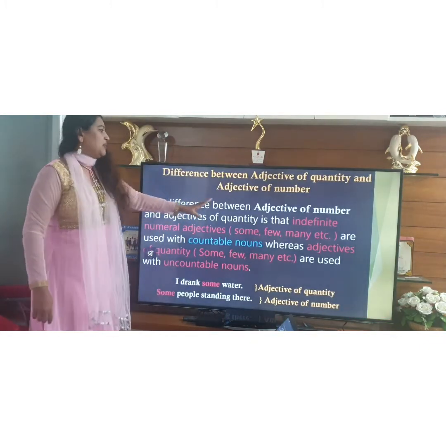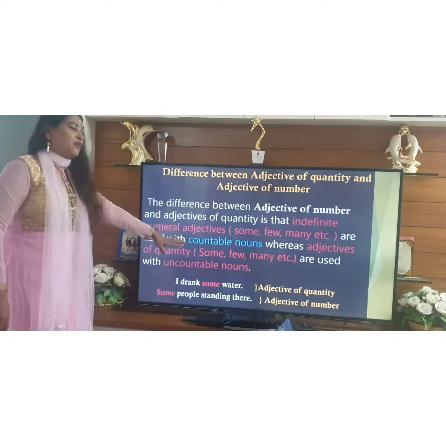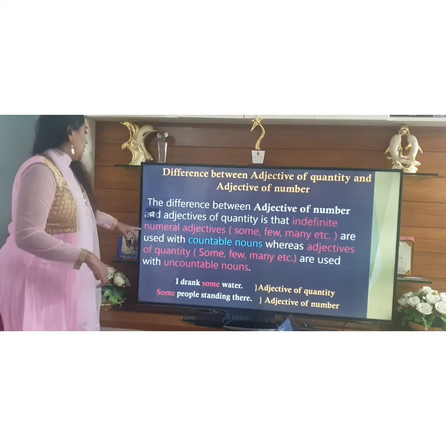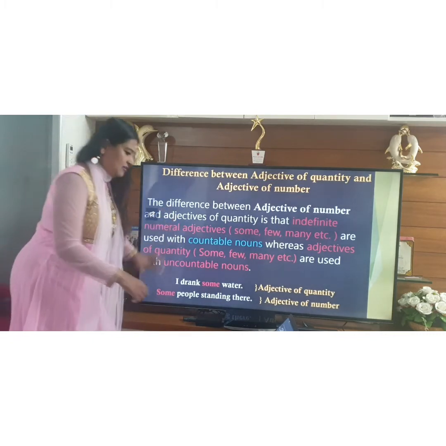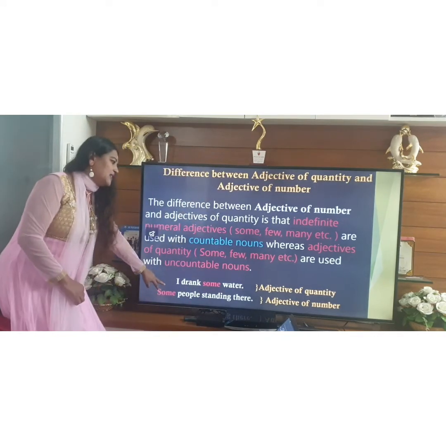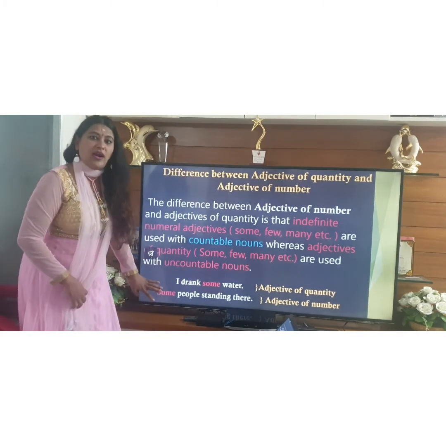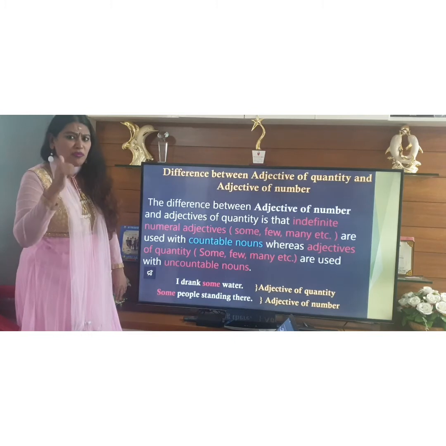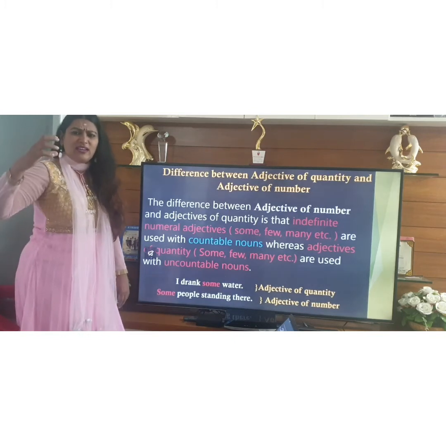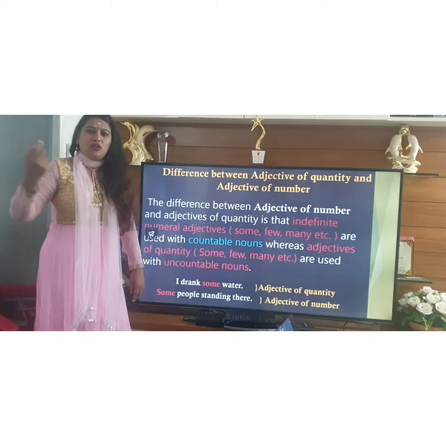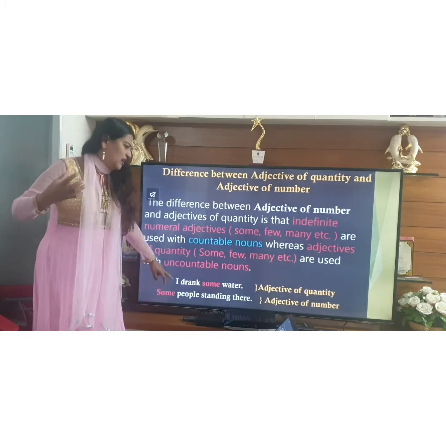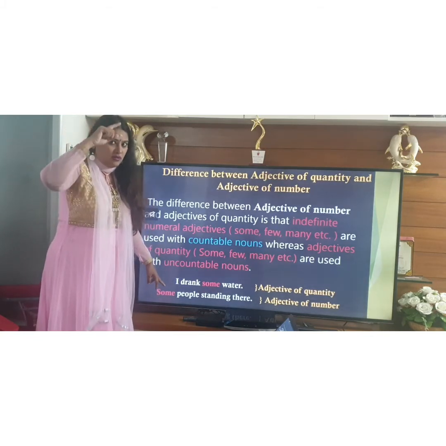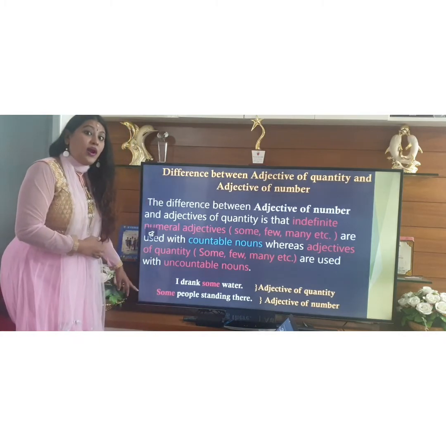See, the difference between adjective of number and adjective of quantity is that, okay, we'll just see the example here. See, I drank some water. Did you measure before drinking? When we take a glass, I just had a glass of water. Do you know which size glass I drank water? You don't know, right? So it just says some. Some is what? Adjective of quantity.